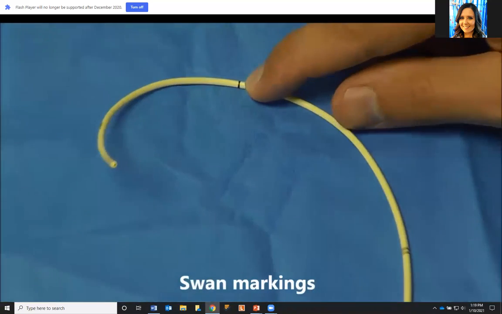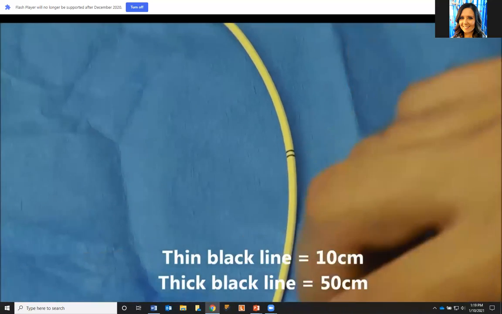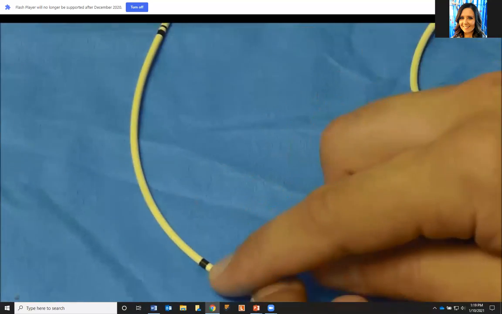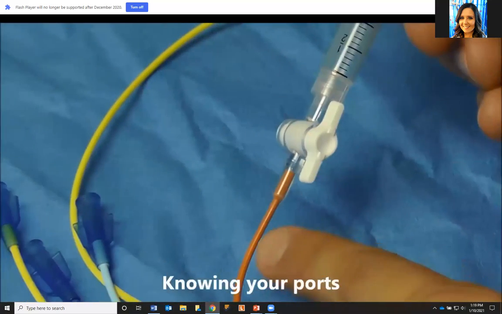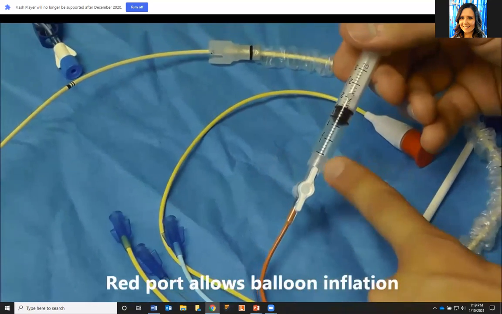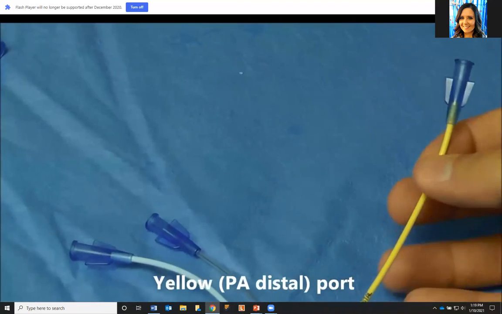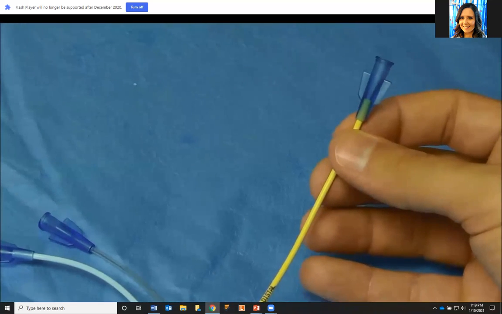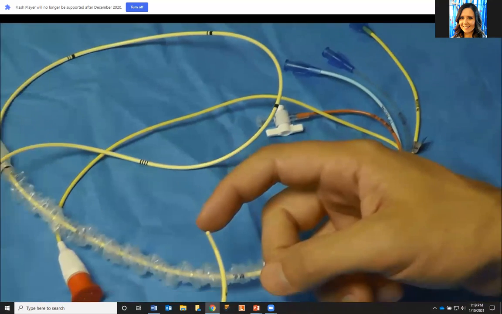One thin black line there means 10 centimeters. So there's 10 centimeters, 20, 30, 40, and then a thick black line there means 50 centimeters. And it goes all the way up to 100 centimeters. The balloon port is this red port. And so if you want to inflate the balloon, you just connect your syringe to this red port and inflate. The yellow port is always called the PA distal port. And what this means is this lumen here goes all the way to the distal tip of this catheter.